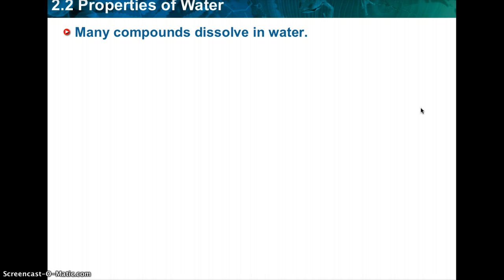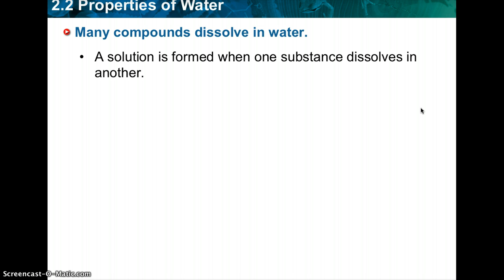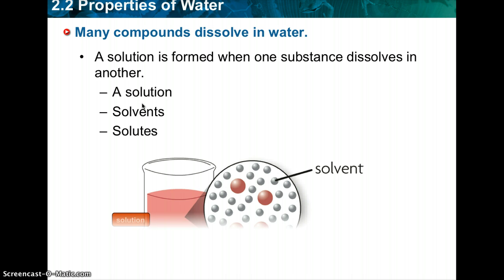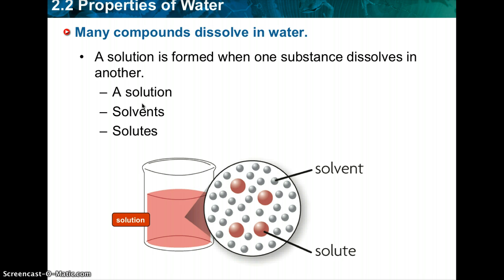So then we're going to talk about a couple of compounds that dissolve in water. A solution. So here's the definition. A solution is formed when one substance dissolves in another. A solution is a homogeneous mixture. What does that mean? Think about it. Homogeneous means it's the same. Solvents dissolve other substances, and solutes dissolve in a solvent. Here's a picture. You have the solvent and the solute.